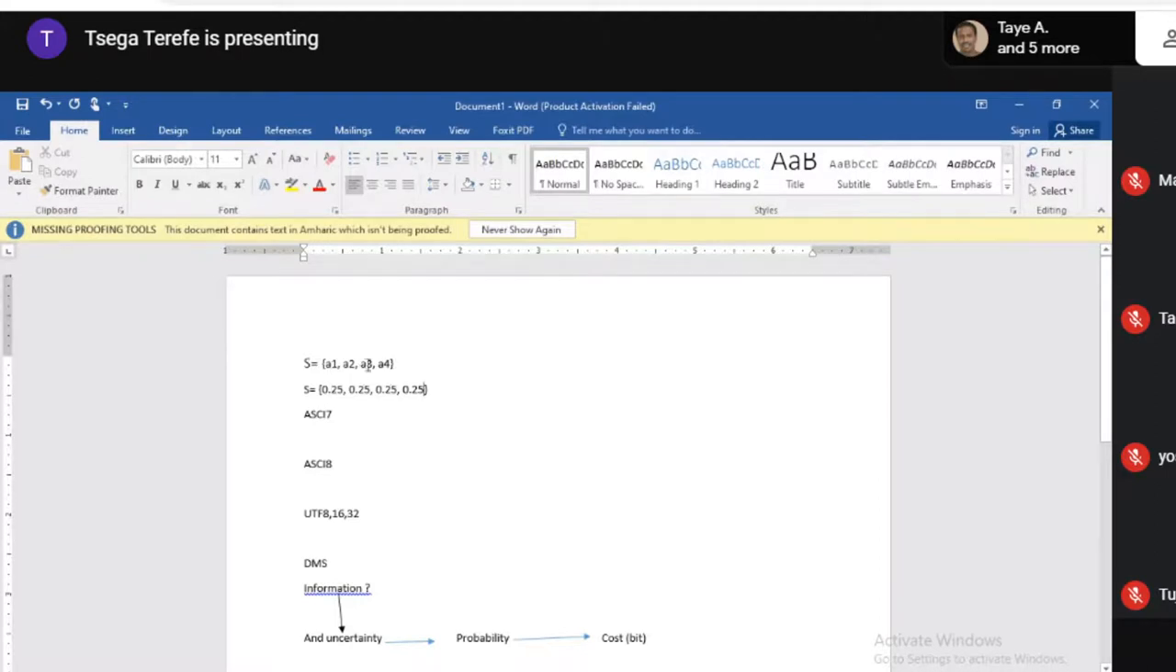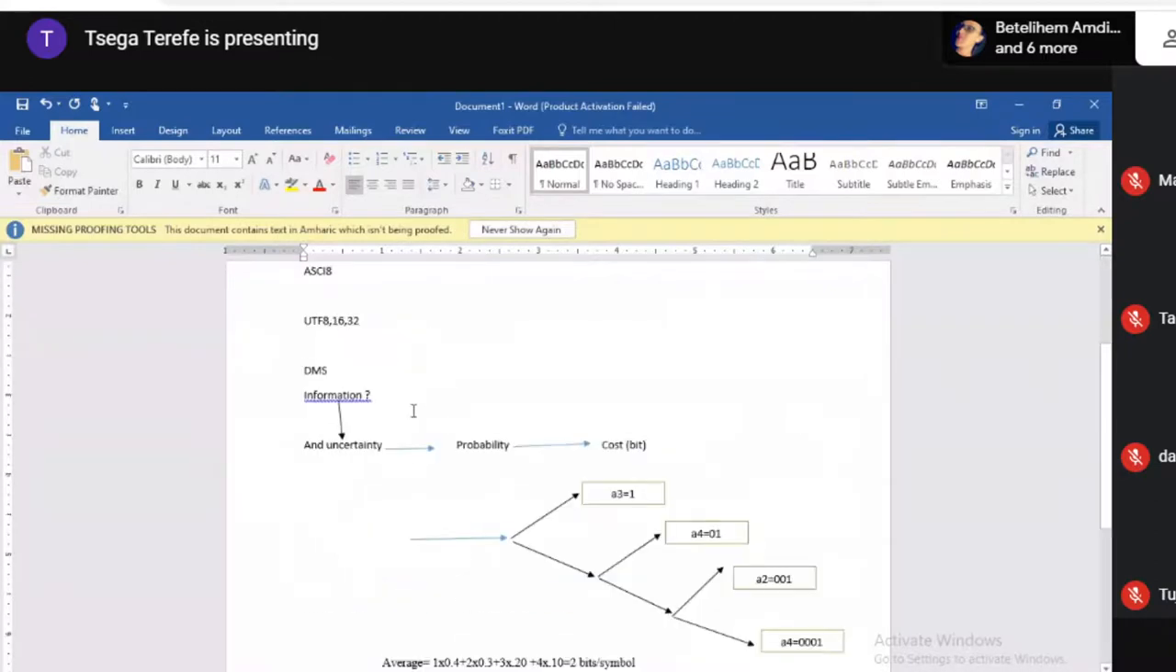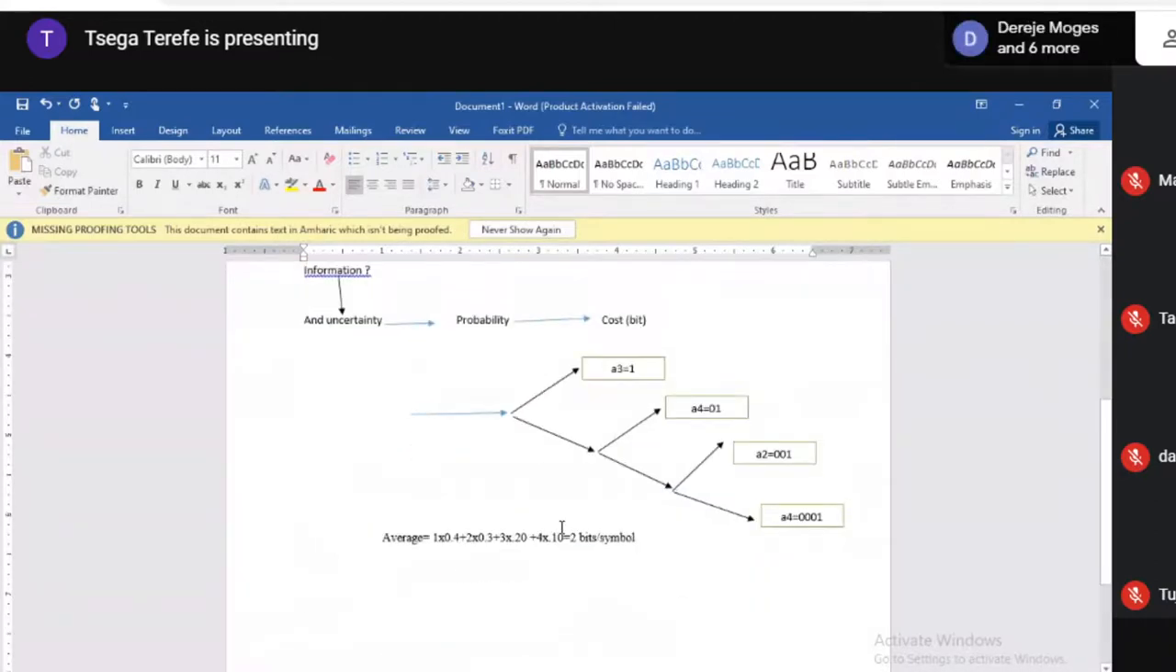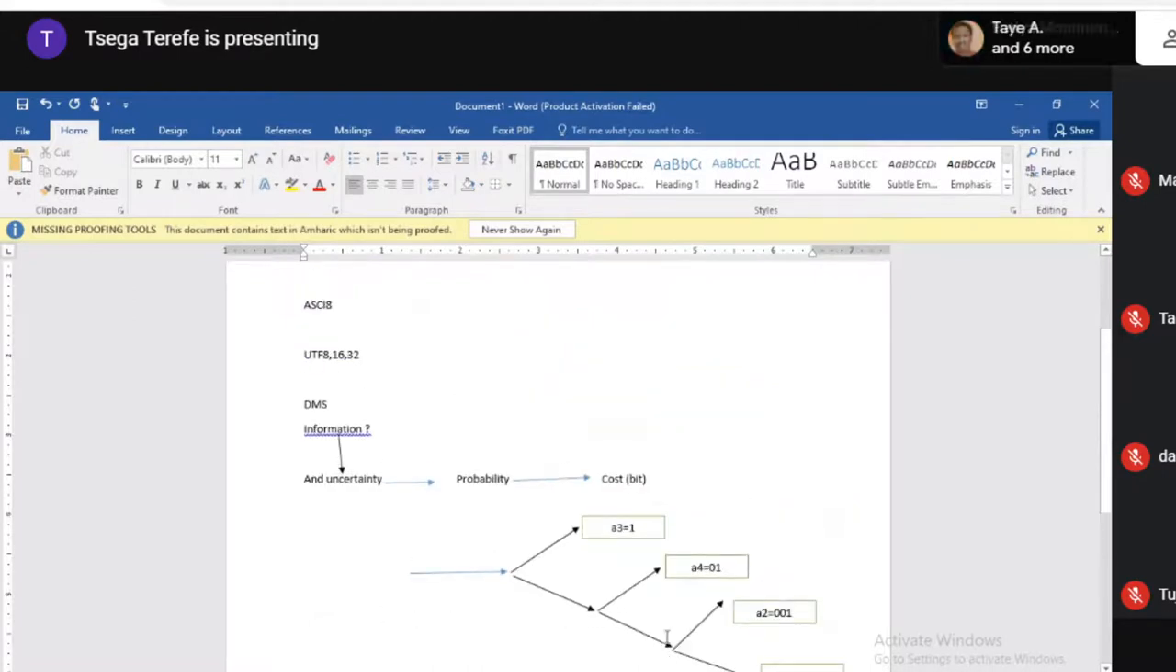Because each symbol we have has equal probability. So this source has higher disorder, and for that reason it has a higher entropy. Higher entropy means the average bits you need should be higher, or its bit per symbol allocation, or its average bit per symbol allocation, should be higher.